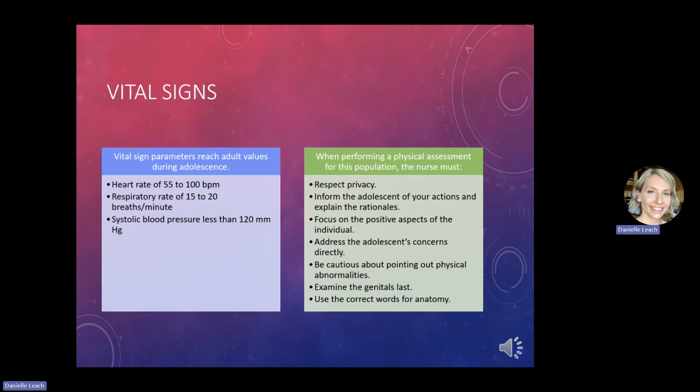Sort of like with an adult, we want to examine the genitals last, if we even need to examine the genitals, and save that for last because it can be embarrassing. And we want to use the correct words for anatomy. Instead of using babyfied words for things like genitals, we want to make sure we're using the actual correct word.